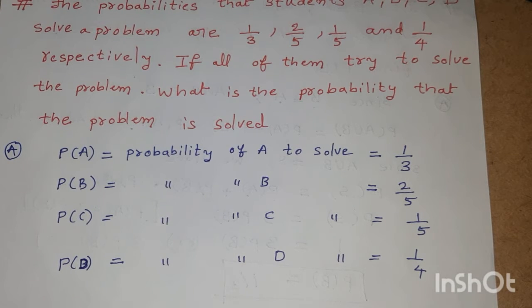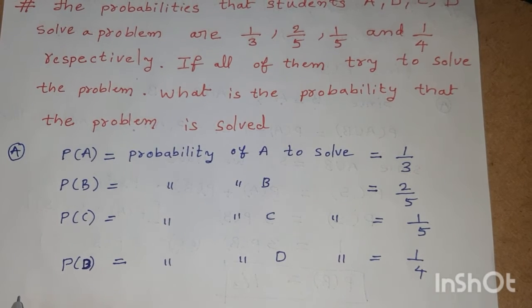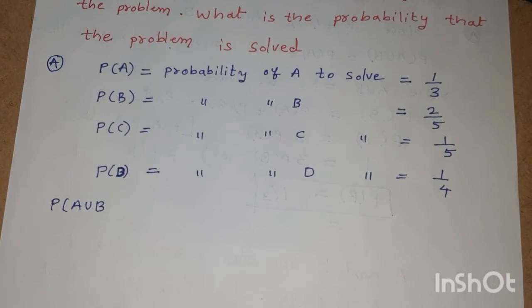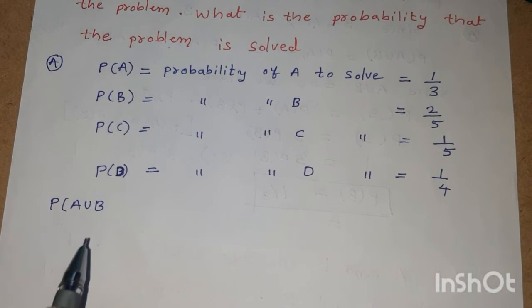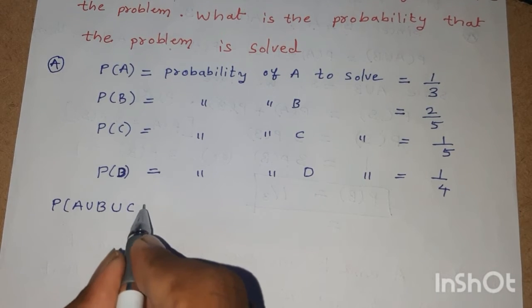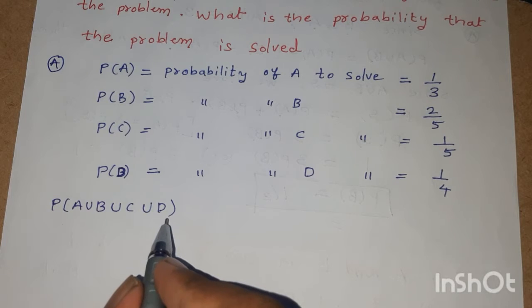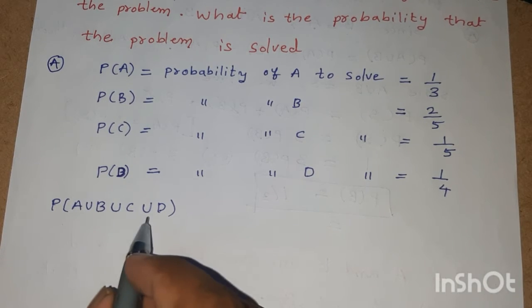Now, P of A union B union C union D. They are all working on the same problem, therefore their union is required. This is nothing but the probability of solving the problem altogether.